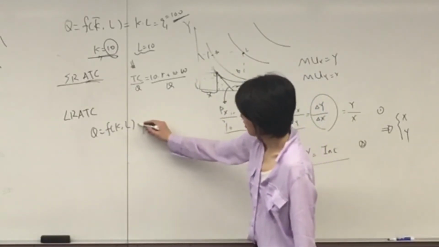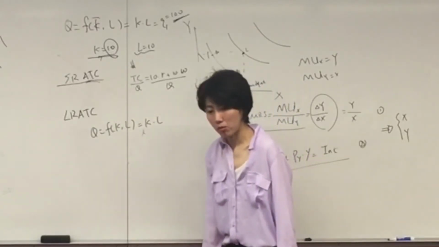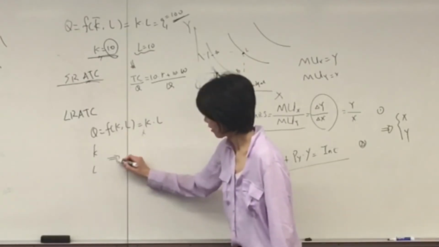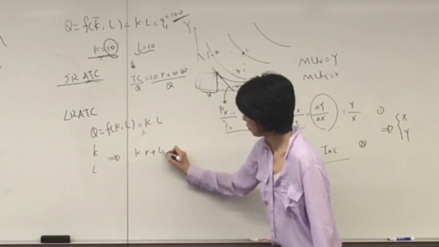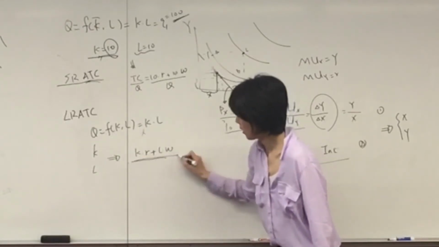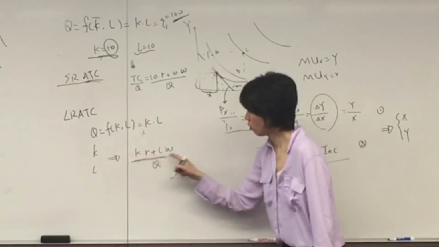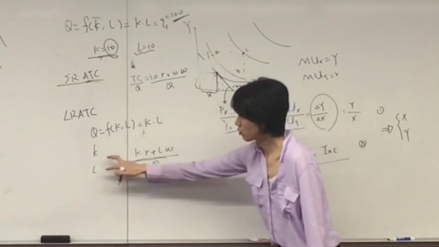Okay, is K times L. How do you solve for long run average total cost? That means you need to solve for K and L and then plug back into this K times R plus L times W, divided by Q. Right? Total cost divided by Q is average total cost. So how do you solve for K and L?